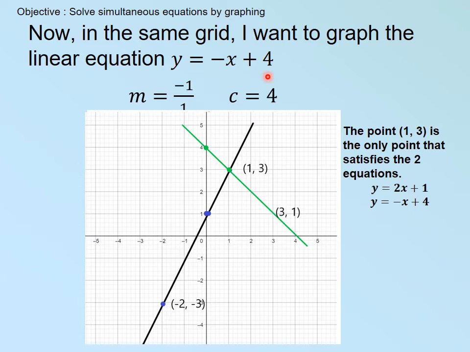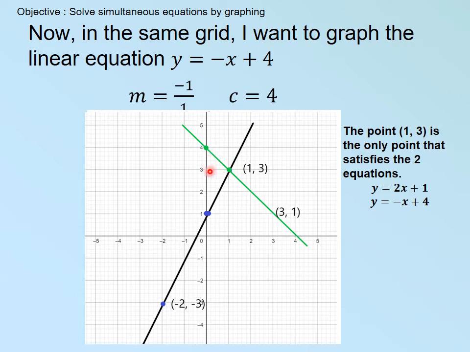The point 1, 3 is the only point that satisfies the two equations. What do I mean by this? If you take any point on the green line, let me take, for example, this point, 3, 1, and I go and replace here, negative x, it means negative 3 plus 4. Negative 3 plus 4 is 1, so yes, I get y equals 1. Take this point, x is 1. Negative x means negative 1. Negative 1 plus 4 equals 3. I get y equals 3.